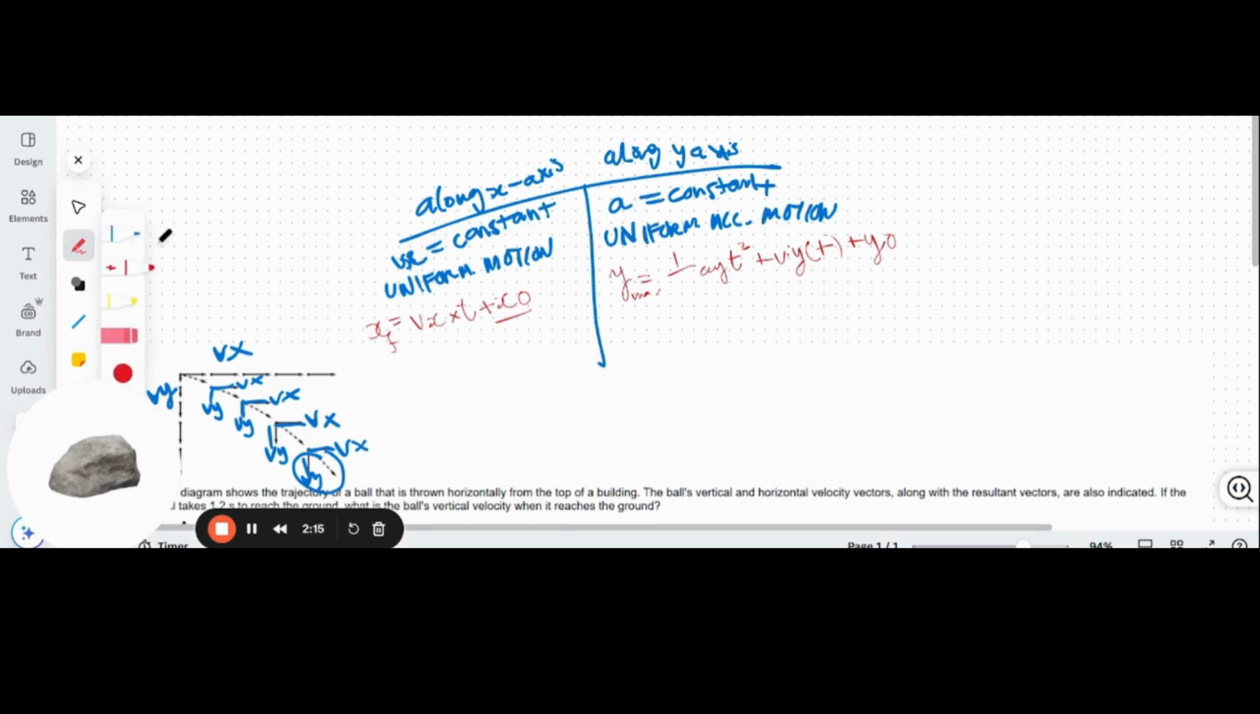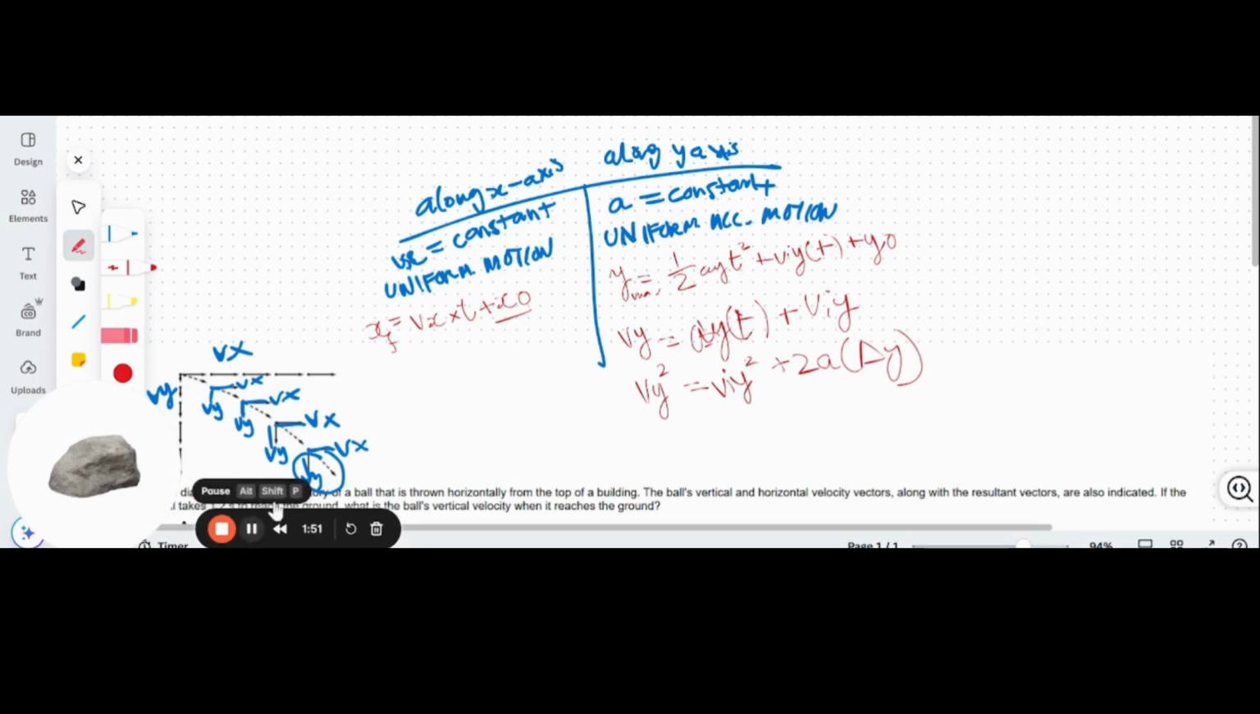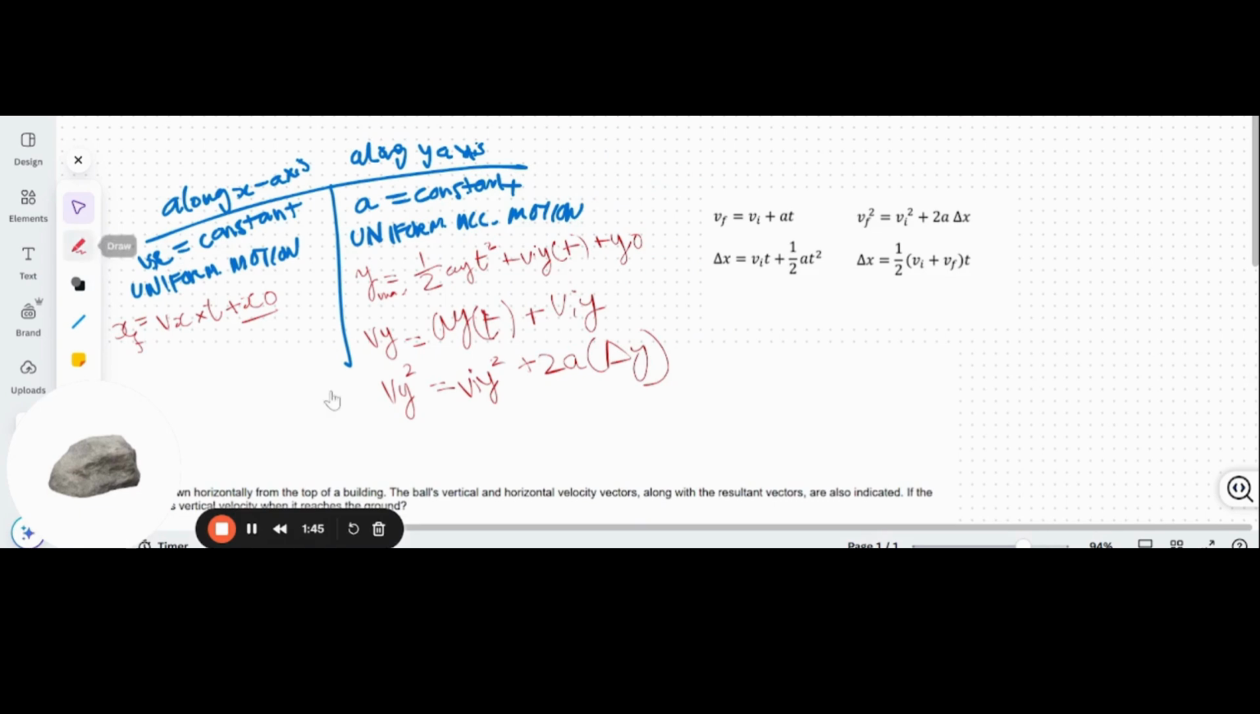On the next equation, we have Vy equals ay t plus Viy. And the last one is Vy squared equals Viy squared plus 2a multiplied by delta y. As you can see, it is really similar to our normal kinematic equations. We've just adjusted them to have along the x-axis and y-axis accordingly.